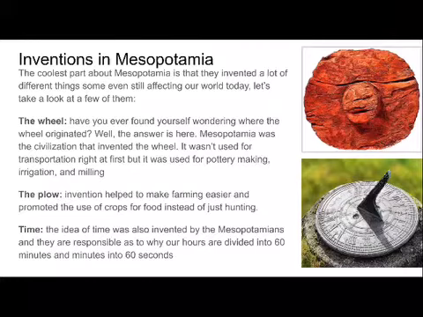Mesopotamia is the civilization responsible for the making of the wheel. It wasn't used for transportation right at first, like we use it nowadays mostly, until the invention of the chariot, but it was used for pottery making, irrigation, and milling. Next up is the plow, which was an invention that helped to make farming easier.